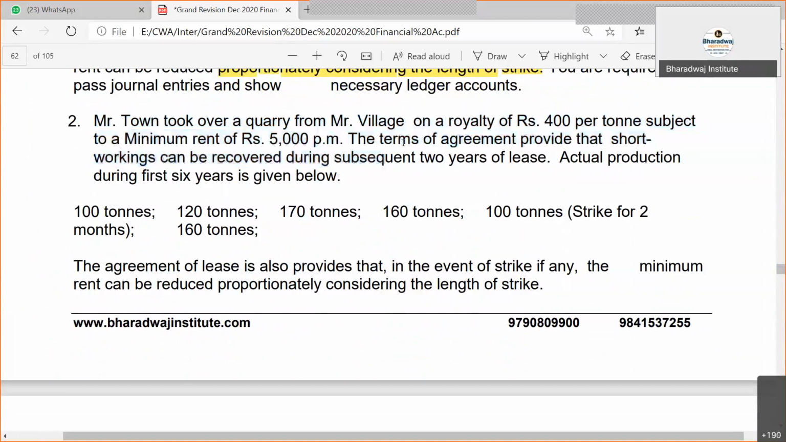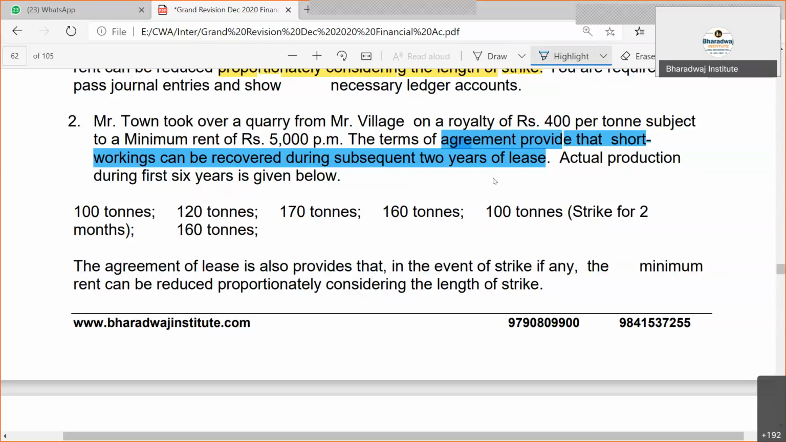Agreement of lease also provides that, look at this, short workings can be recovered during the subsequent 2 years. Subsequent 2 years. What is the meaning? If short workings comes in first year, you can recover in the second year or in the third year. Like that. If the short working comes in fourth year also, you can recover it in fifth year and sixth year. If short working comes in 15th year, you can wait for 16th year and 17th year.